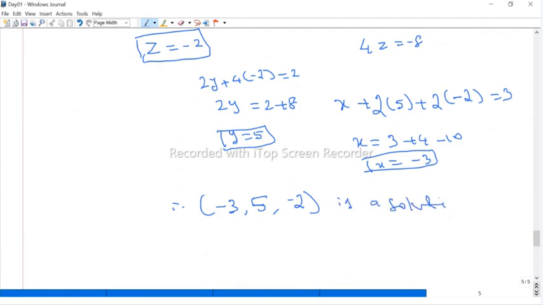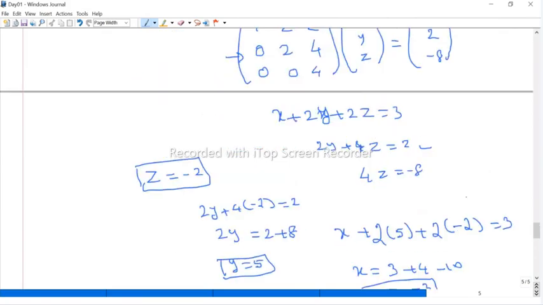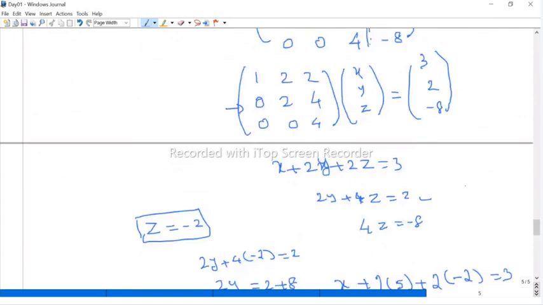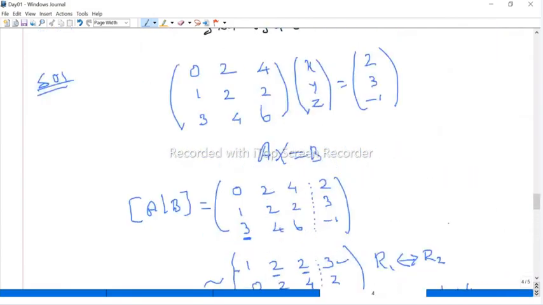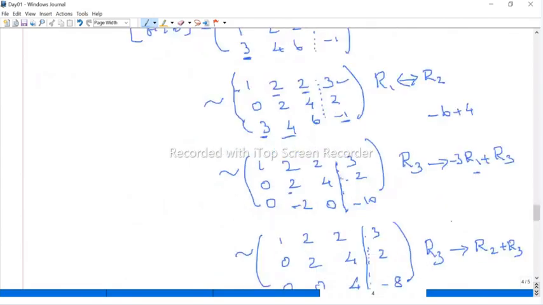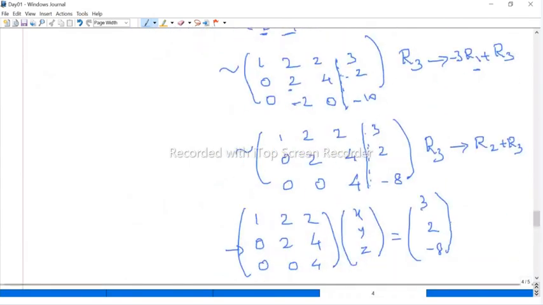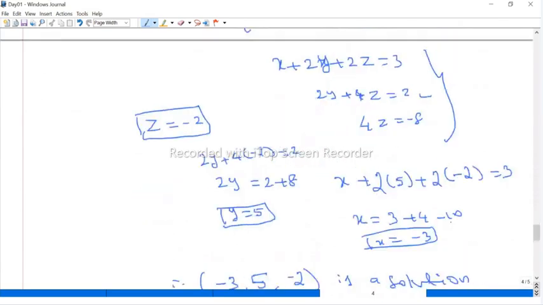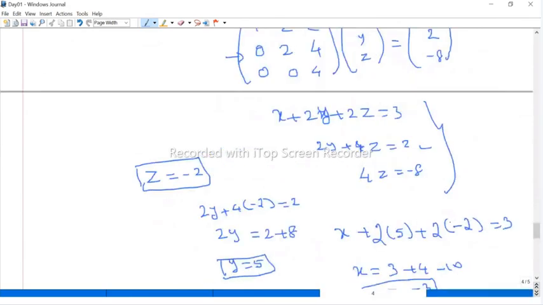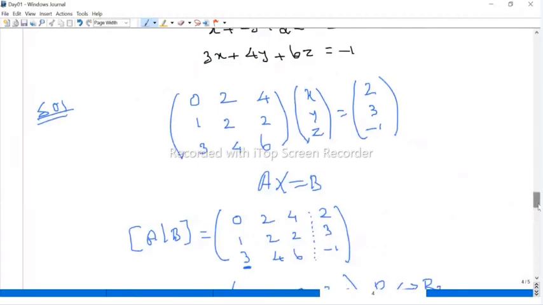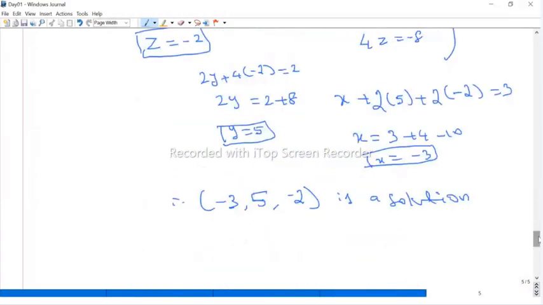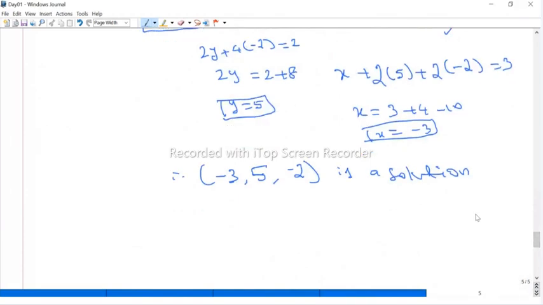This is a solution of the new, final system, and this system is row equivalent to the given system, because we applied elementary row operations to the given matrix to get the new system. The theorem says both systems have the same set of solutions. Therefore every solution of this system is a solution of the given system. So we found at least one non-trivial solution: minus 3, 5, minus 2.